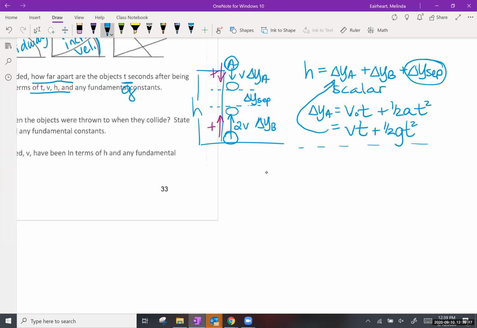Let's do the same for B. B is going to get thrown up. We're saying up is positive, the forward direction for B. Same equation, because I don't know the final velocity of B. Its initial velocity is 2V. Time is okay to keep. Plus 1/2. Now watch out here. Gravity is acting downward on ball B, right? There is a direction change. So I'm going to say a negative G and then T squared. Everyone okay?